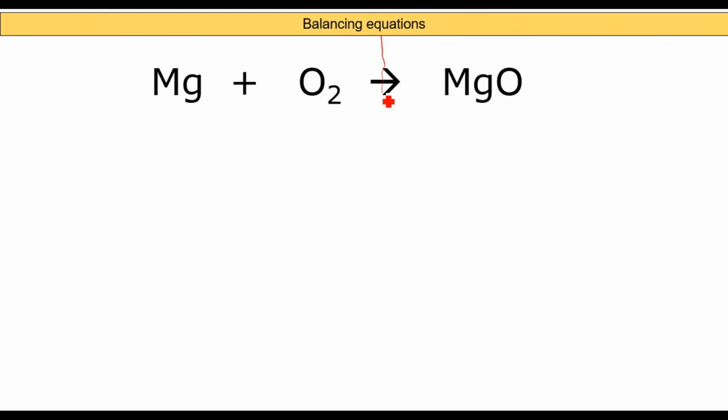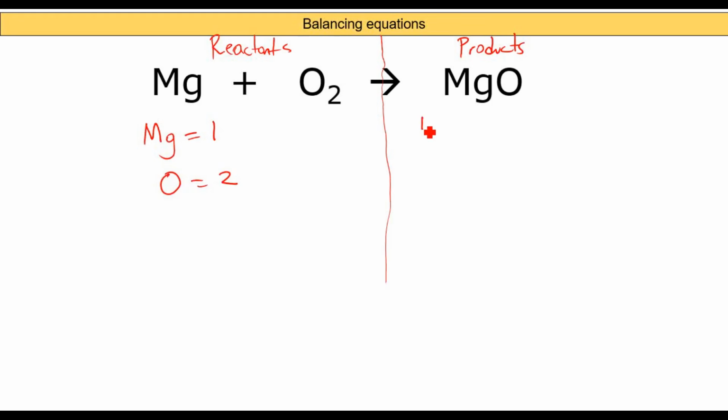So, what we try to do is divide this into two sides. You have your reactant side, you have your product side. Reactants to the left of the arrow, products to the right of the arrow. So, you list your reactants. You have one magnesium atom, you have two oxygen atoms. Try to keep them in the same line. So you have one magnesium, you have one oxygen.